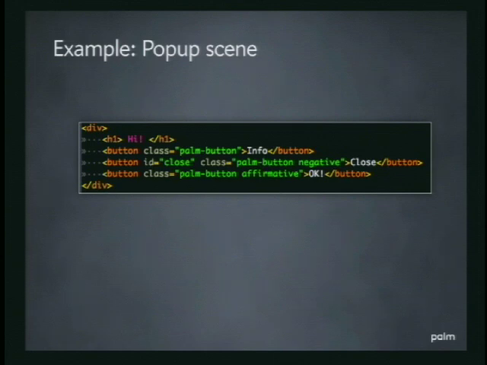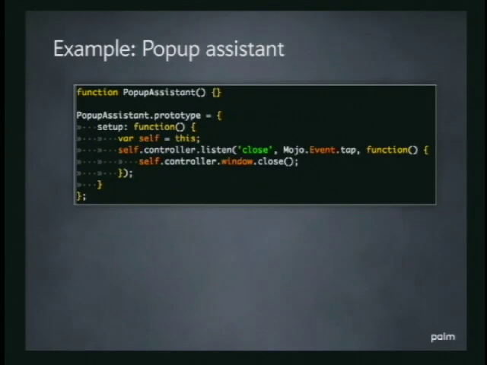So this is my pop-up scene. As you can see, it's got standard palm button classes with affirmative, negative to make the red and green, and then just the generic one for the info button. Again, this is illustrating that the style sheets are different. They're going to have different looks. And then I've got an ID so that I can reference the close button.